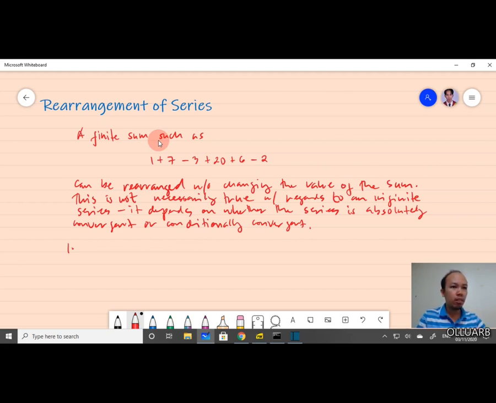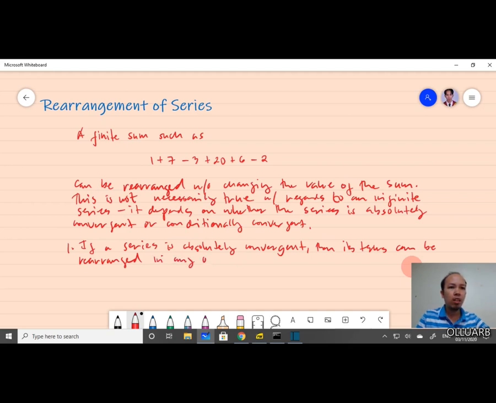Okay, so let's put it in writing. If a series is absolutely convergent, then its terms can be rearranged in any order without changing the value of the sum of the given series.